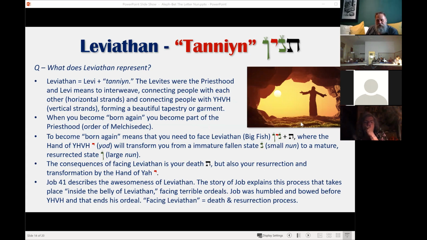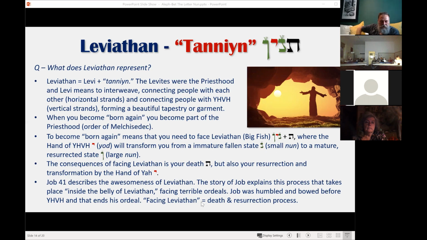When we look at the big fish, tanin, it means that you need to die, and then your immature soul will be resurrected by the power of the Spirit. And that's exactly what the New Testament says. That's exactly what Paul said, that Yeshua was raised from the dead with the resurrection power of the Spirit. And that's what we see in this word tanin as well, and the symbolism of the big fish and the Leviathan. Now, what's interesting about Leviathan, it's also found in the book of Job.